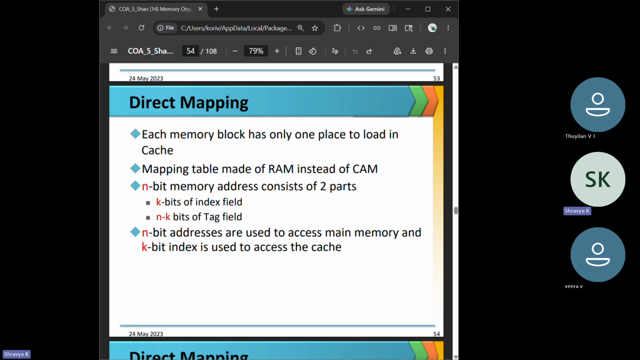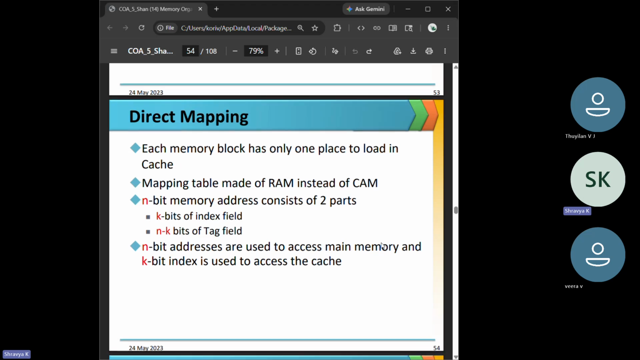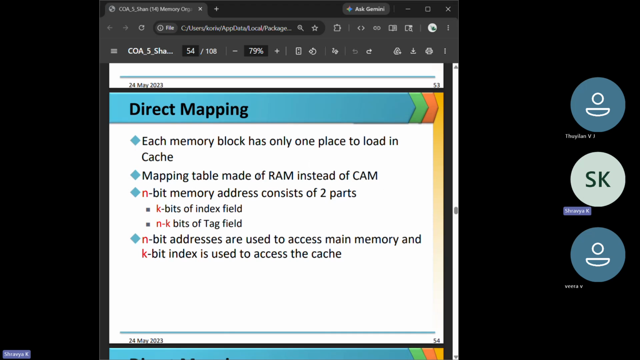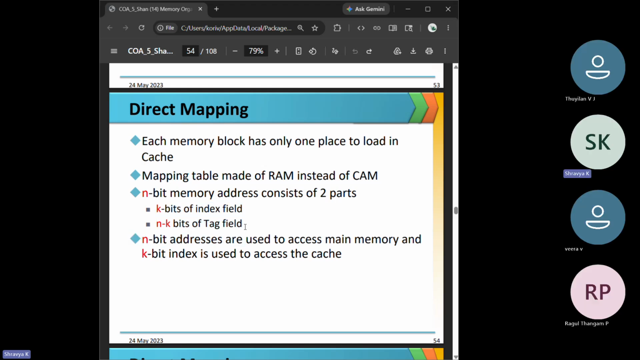And as you can see, we had the problem of having a lot of comparators, and we can maybe try to solve it using something called direct mapping, right? Here, each memory block will have only one place to load in the cache. So the mapping table is made of RAM instead of CAM, like we discussed before. And the n-bit memory address will consist of two parts: the k-bit index field and the n minus k-bit field for the tag, right?